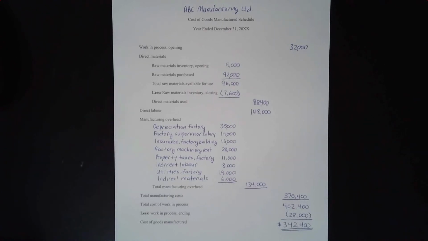So how exactly do we use the cost of goods manufactured schedule in order to create the financial statements for a manufacturing firm? We're going to start with ABC Manufacturing. We already completed the cost of goods manufactured schedule, and we know that the total cost of goods manufactured is equal to $342,400. So now let's move forward and use it in the calculation of the cost of goods sold.